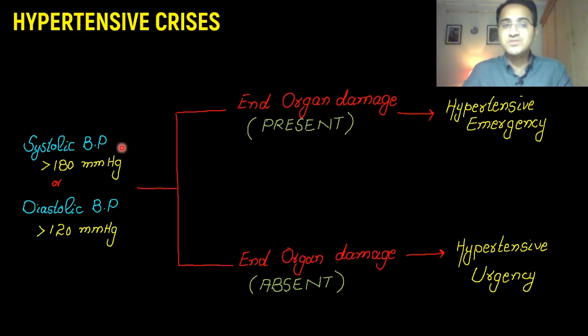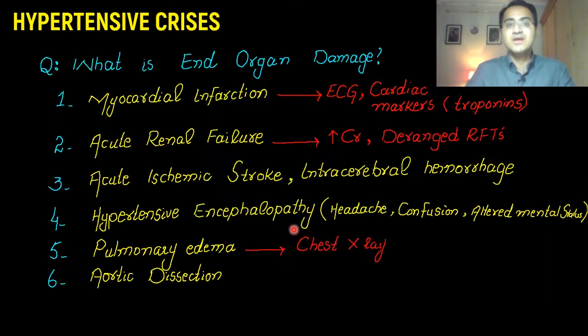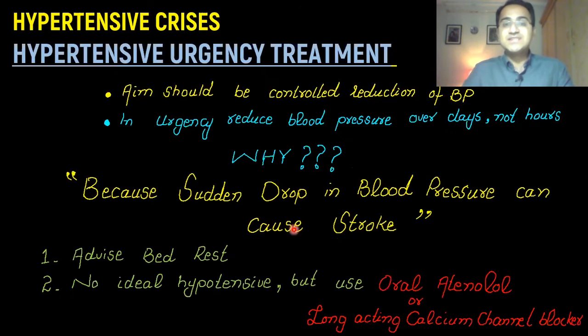In summary, systolic pressure greater than 180 mm of Hg or diastolic pressure greater than 120 mm of Hg is hypertensive crisis. If end organ damage is present, it is hypertensive emergency. If the end organ damage is absent, it is hypertensive urgency. This is all end organ damage if the patient is having MI, renal failure, stroke, hypertensive encephalopathy, and so on. Hypertensive urgency needs to be treated with oral drugs, and you reduce the blood pressure over days, not in hours, because a sudden drop in blood pressure can precipitate stroke.